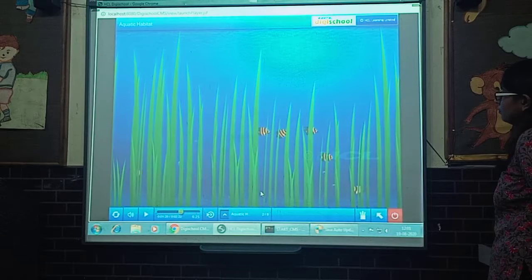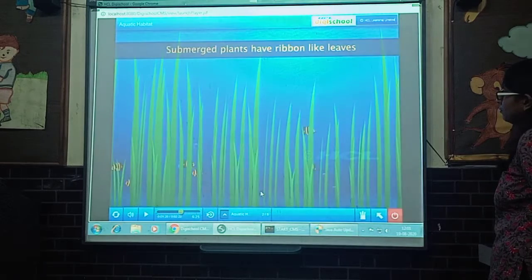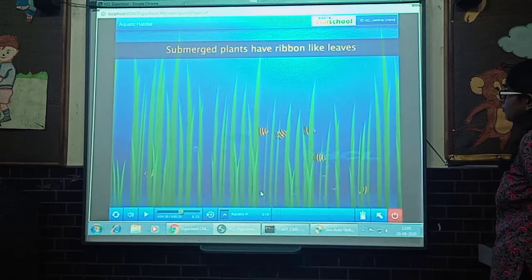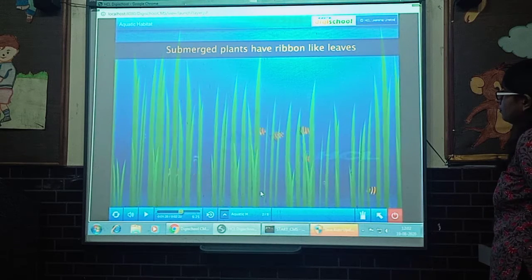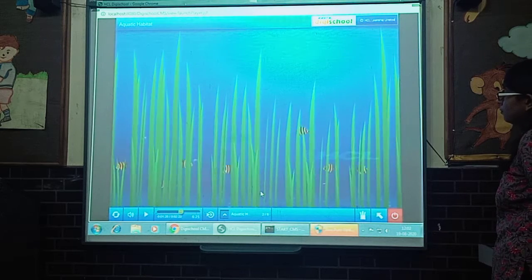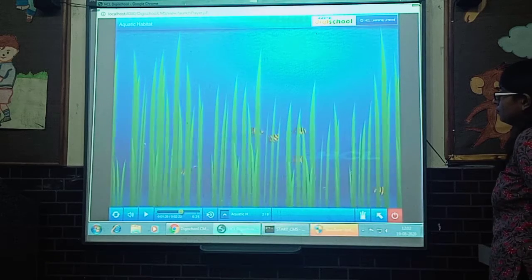Apart from plants like the lotus, there are many plants that are submerged in water. The leaves of such plants are thin and narrow and look like ribbons. This helps them to be flexible in the flowing water.